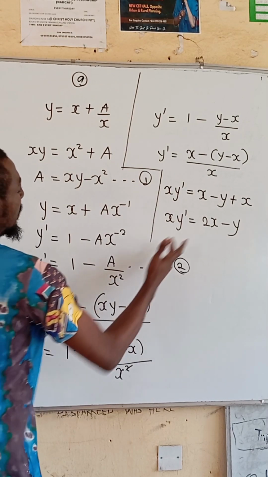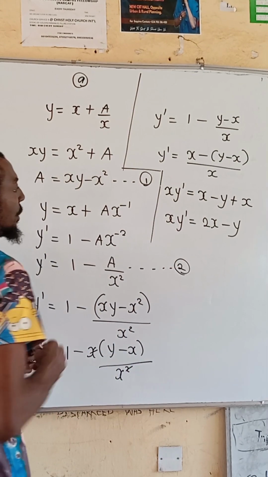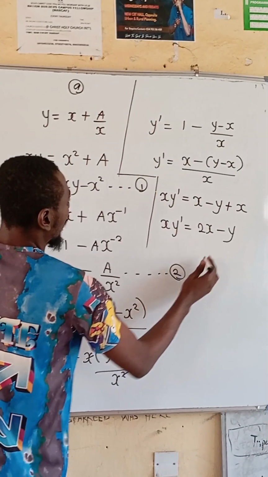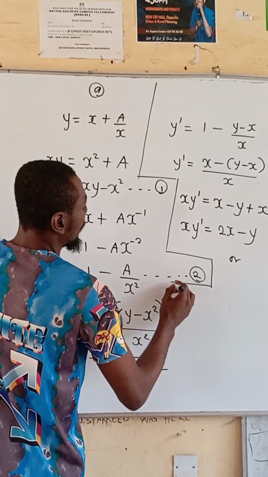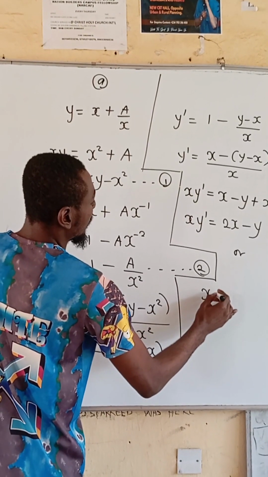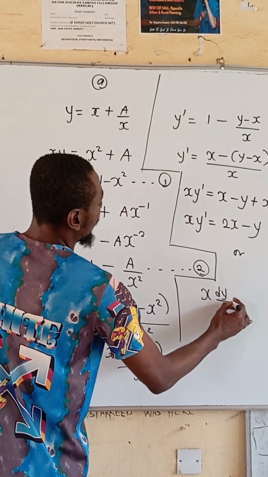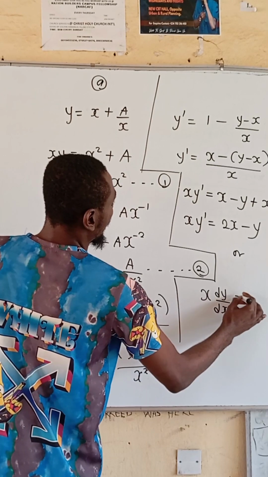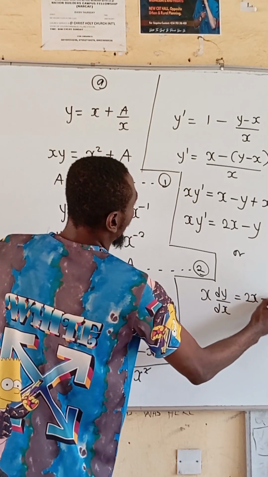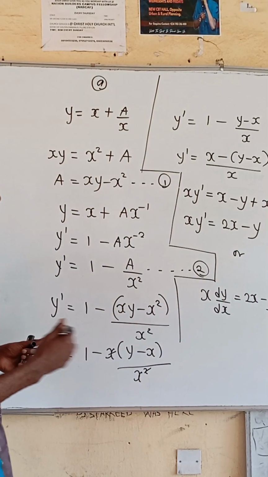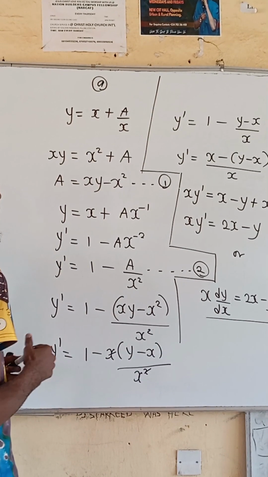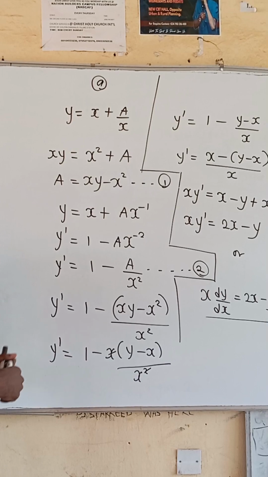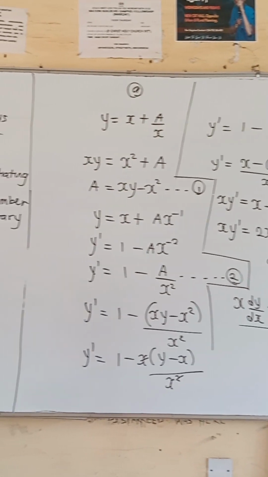So this is the differential equation, or I can have x dy over dx is equal to 2x minus y, depending on how you want to put it. So this is the required differential equation. Okay, the next one.